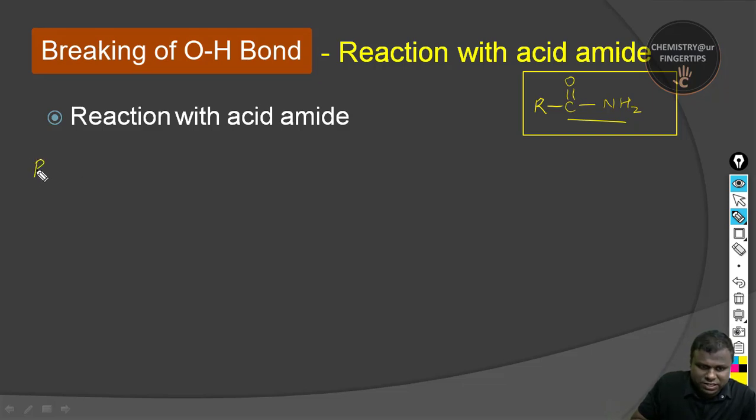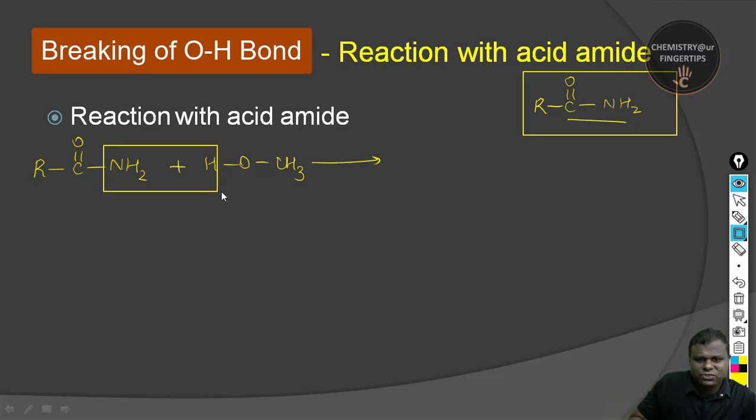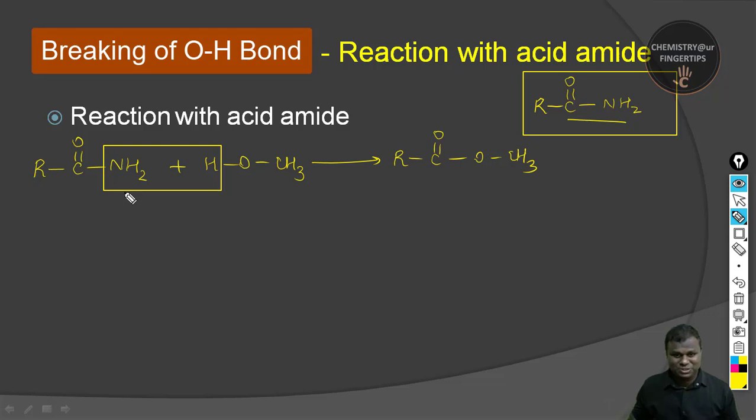Okay, so now I will write something like this: RC double bond O NH2, and then plus, so I write here HOCH3. So what will we get here? This reaction is very simple. NH2 and H will go in the form of NH3, and then you will be getting the same thing, R C double bond O, and then you have OCH3. Now the main problem of this reaction is that it is pretty much slow. So this reaction is not studied that much, but at least you can have an idea what exactly happens in this reaction.